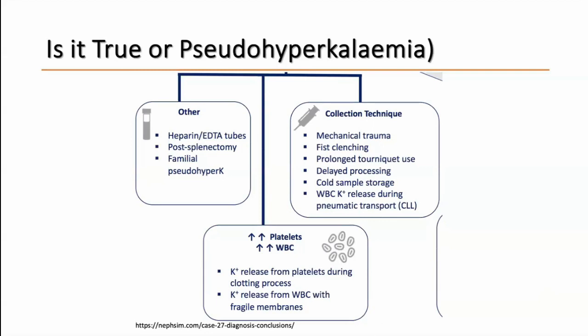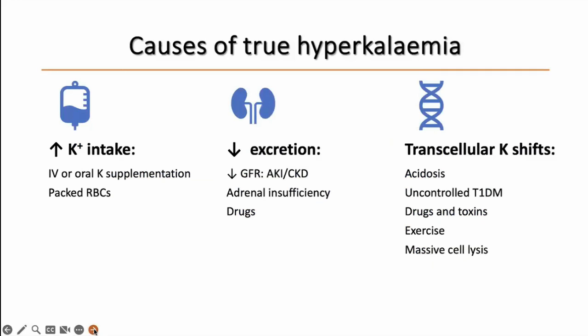So going into true hyperkalemia, there's three main mechanisms of causes for hyperkalemia. So the first is an increase in potassium intake. So that's IV or oral potassium supplementation, or recent blood transfusion of packed red blood cells. The second is a decrease in excretion. So if you have any kidney disease, chronic or acute, that results in a decrease in your glomerular filtration rate, any adrenal insufficiency, and also many drugs: ACE inhibitors, angiotensin II blockers, spironolactone, all the potassium-sparing diuretics, actually.